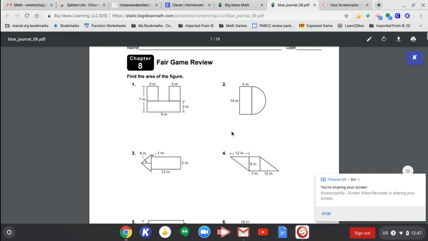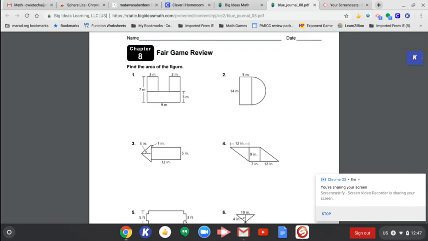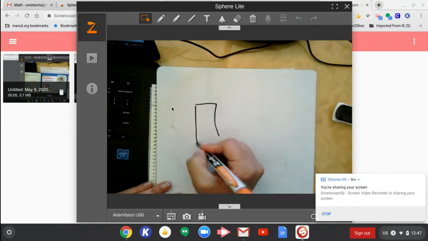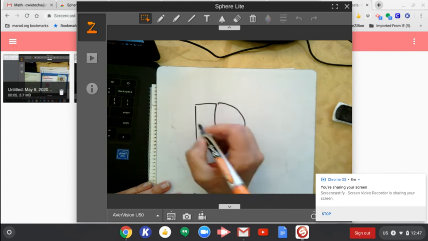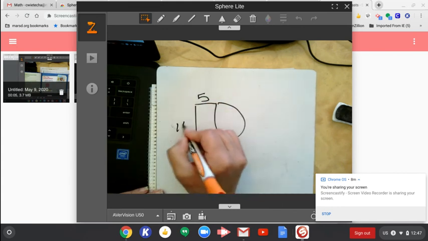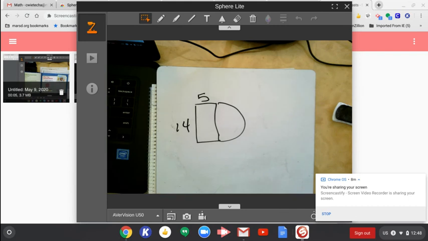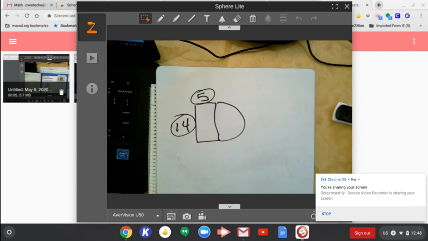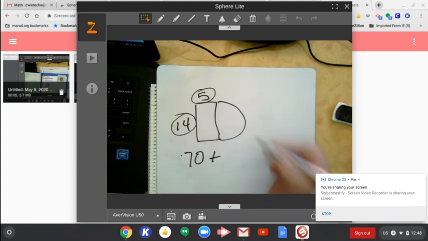Okay, so I'm going to do number 2 from the classwork. It's 5 and 14. All right, here we go. Okay, so this is what you have in the classwork. You have a rectangle and a semicircle. Easy enough. You're going to do 14 times 5. Okay. And then you're going to do 70. And then you're going to do plus the area of this semicircle.